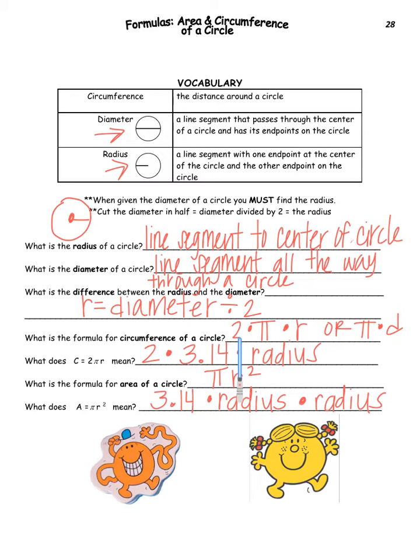For circumference, you can use 2 times pi, and for pi we use 3.14, times the radius. If they give you a diameter, you can just say pi, 3.14, times the diameter. For area of a circle, pi times radius squared. 3.14 times the radius times the radius.